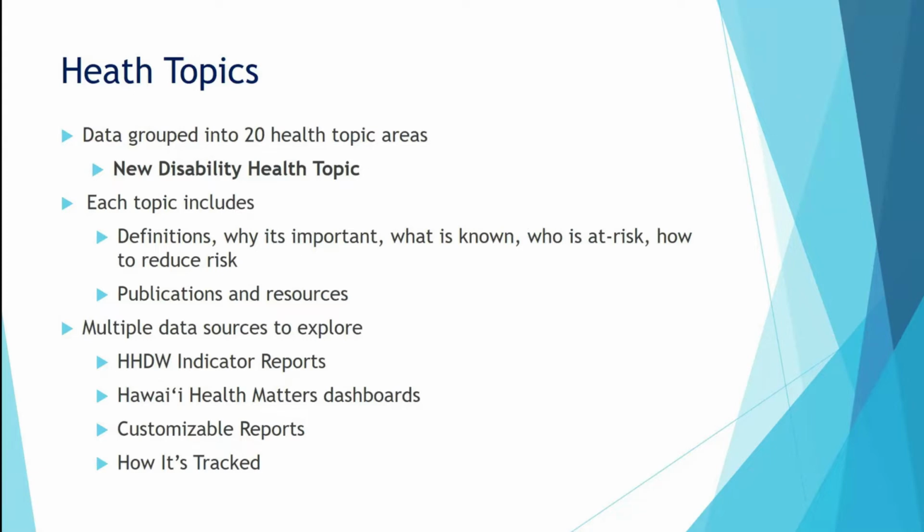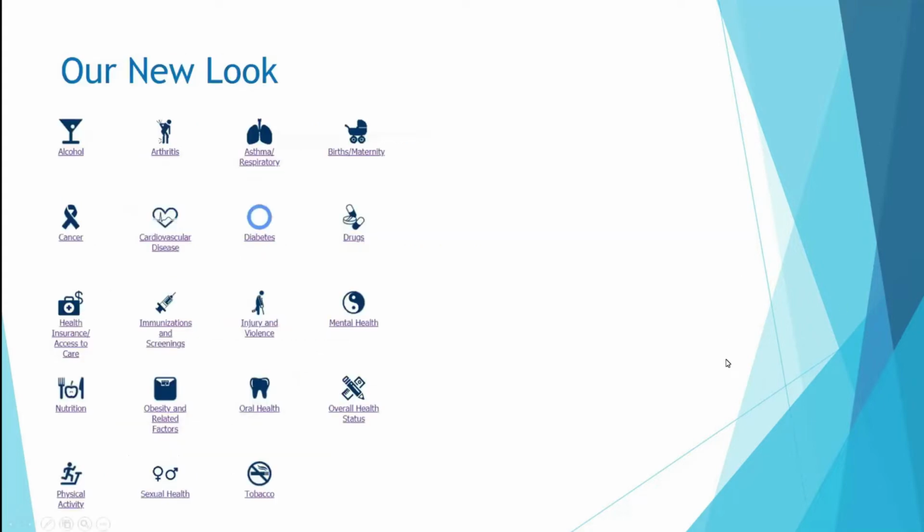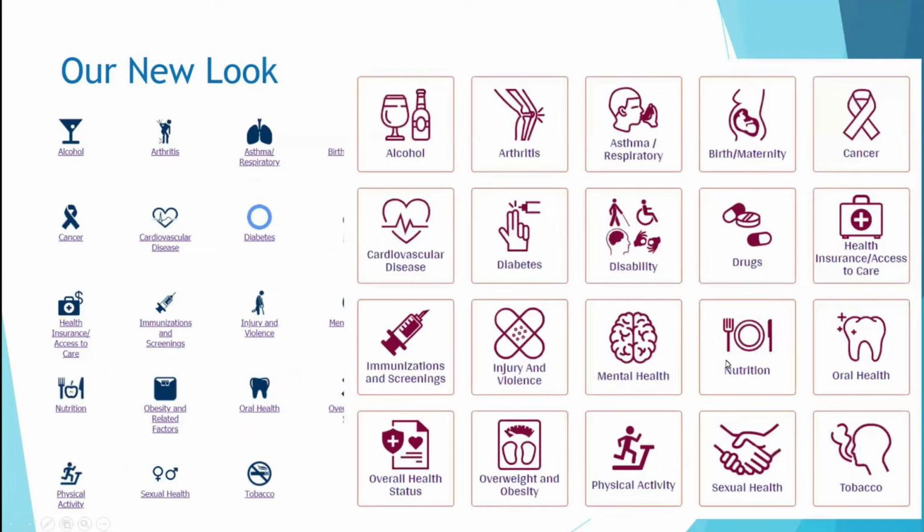Those include our health indicator reports, Hawai'i Health Matters dashboards, customizable reports, and the How It Is Tracked area, which has hyperlinks to external data sources. We'll look at all of these in detail during today's webinar. So what's new? Here's a quick view of our original set of icons, and here are our new icons with the disability button added.